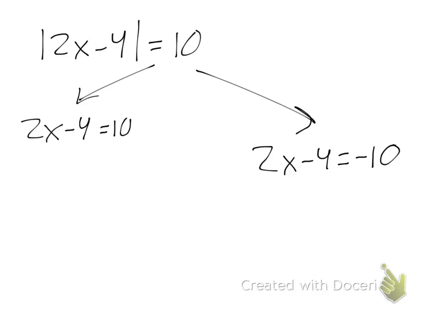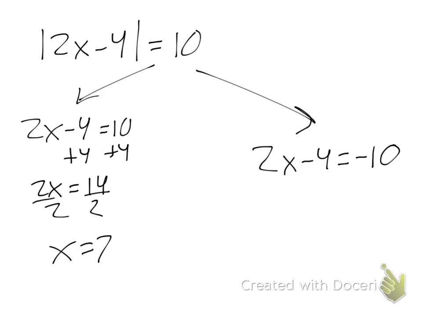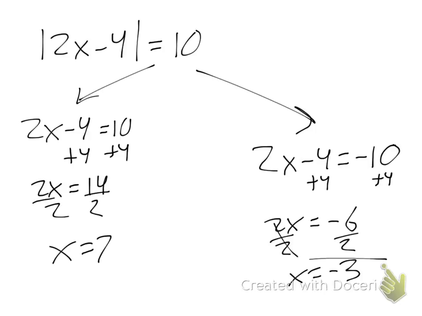The really cool thing about it is that in both of these, the steps are exactly the same to solve it. Add 4. So 2x equals 14, yes? And then divide by 2. So x is going to equal 7. And I still am going to add 4. And 2x is equal to, in this case, what's negative 10 plus 4? It's not 14. Negative 6. Divide by 2. So x equals negative 3.